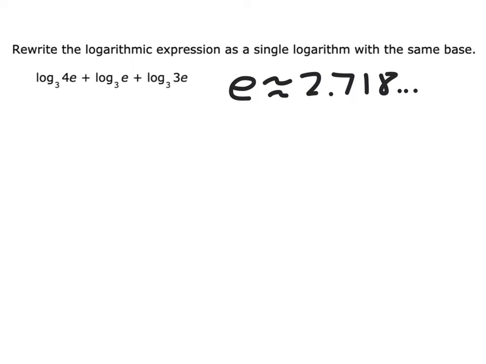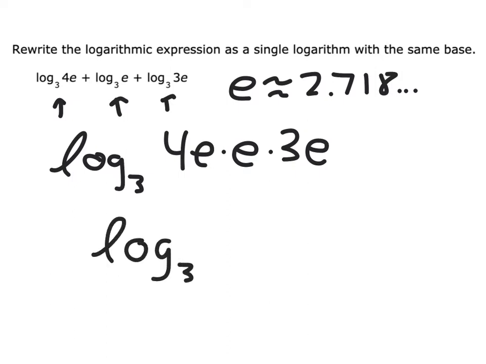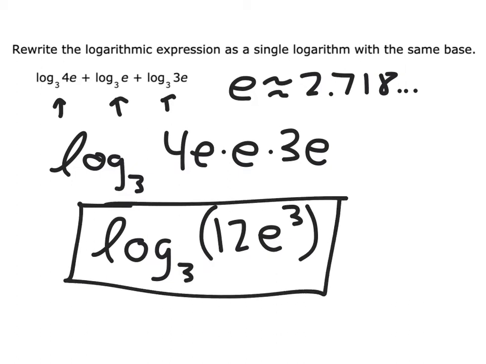Now, when we're looking at this, again, we want to notice we have the same base. All of these logarithms are base 3. So we can just use our product rule again. We'll put all of these logarithms together. Our answer will be in base 3, and we'll have log base 3 of 4e times e times 3e. This, of course, simplifies to log base 3 of 12e cubed. Some people like to put parentheses around the argument inside their logarithm just to keep everything straight. It can make it easier to understand you're doing log of that entire amount. All right, next example.